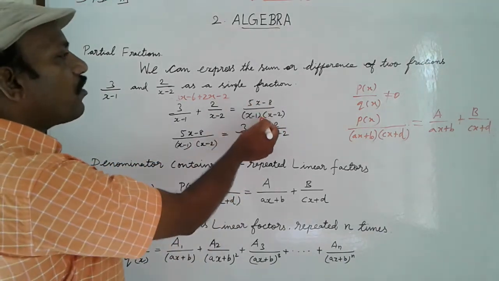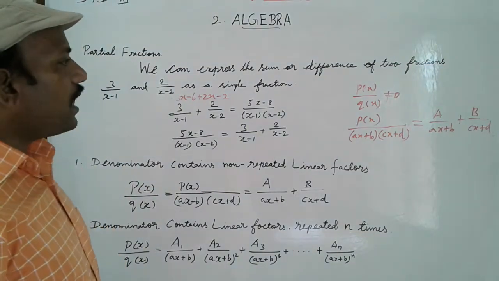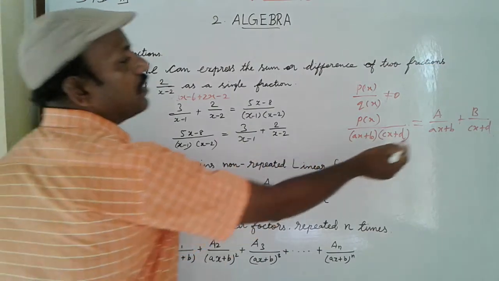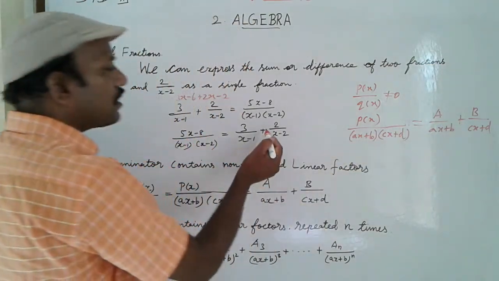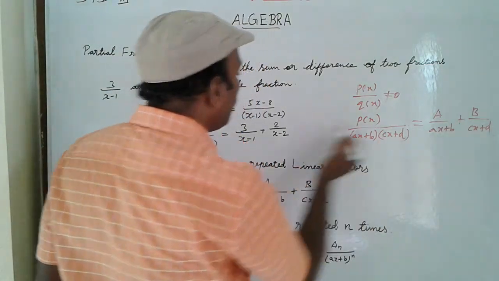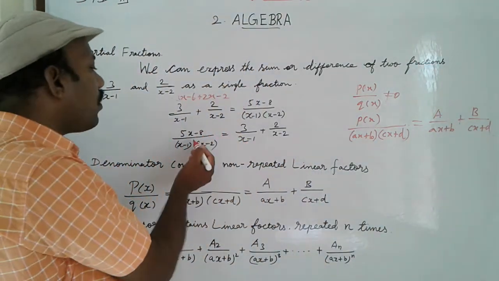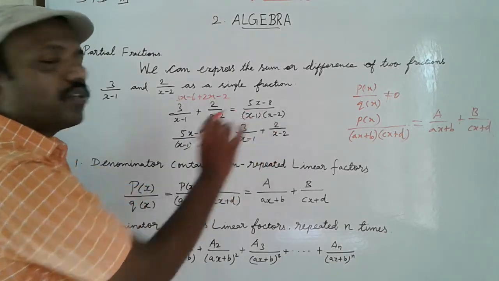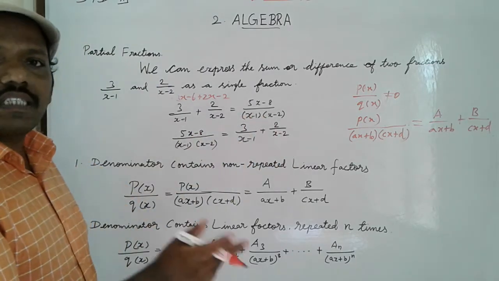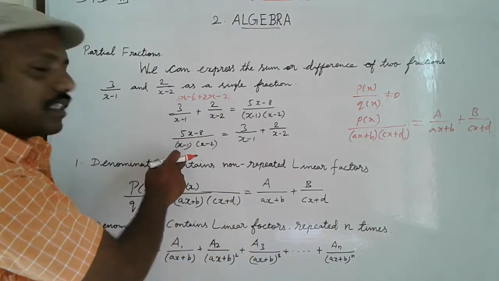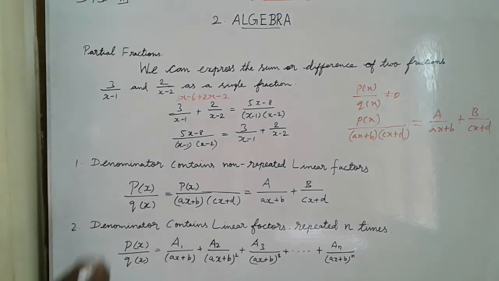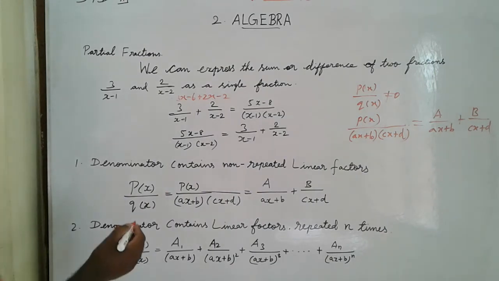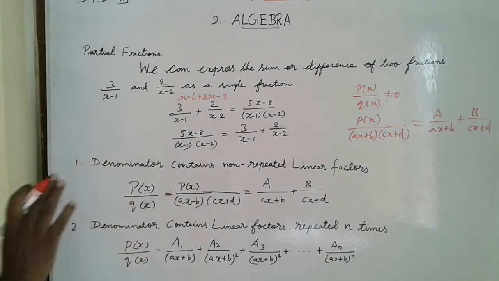This is p of x divided by q of x. We should change it into the form a divided by (ax + b) plus b divided by (cx + d). This is called a partial fraction. We add the two fractions and get the given fraction. The first case is when the denominator contains non-repeated linear factors; then we find the partial fraction.